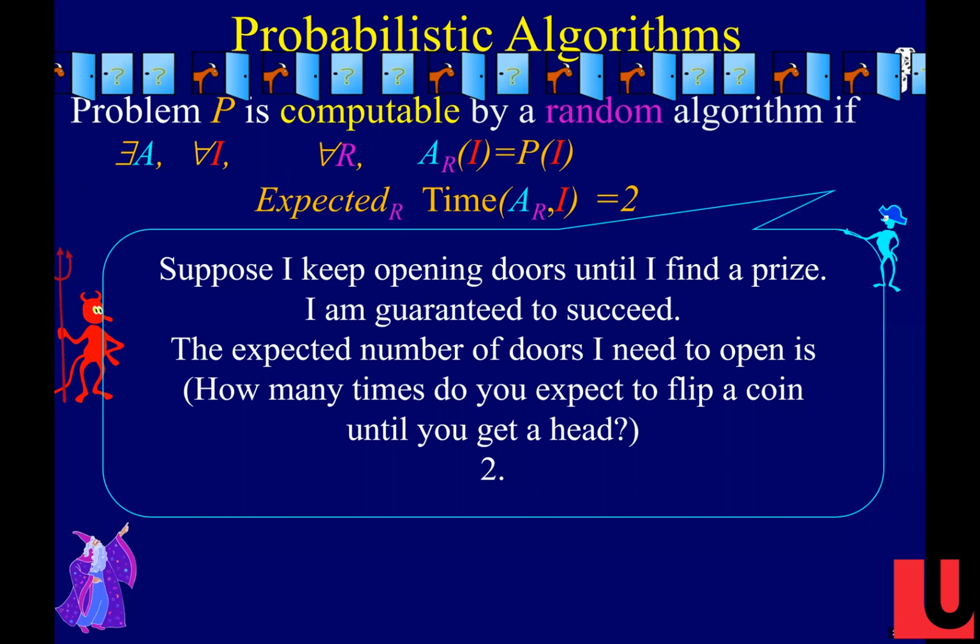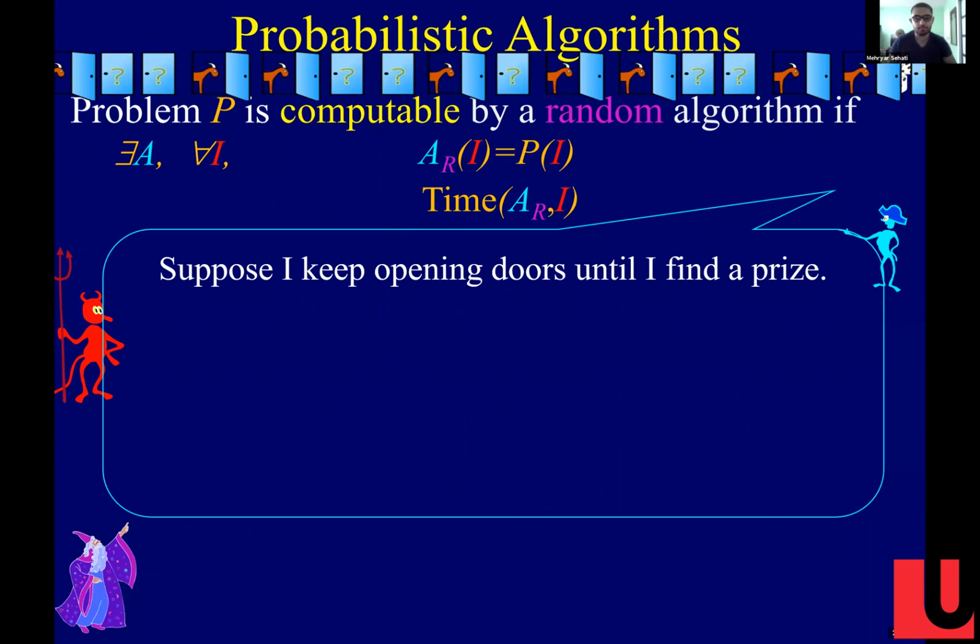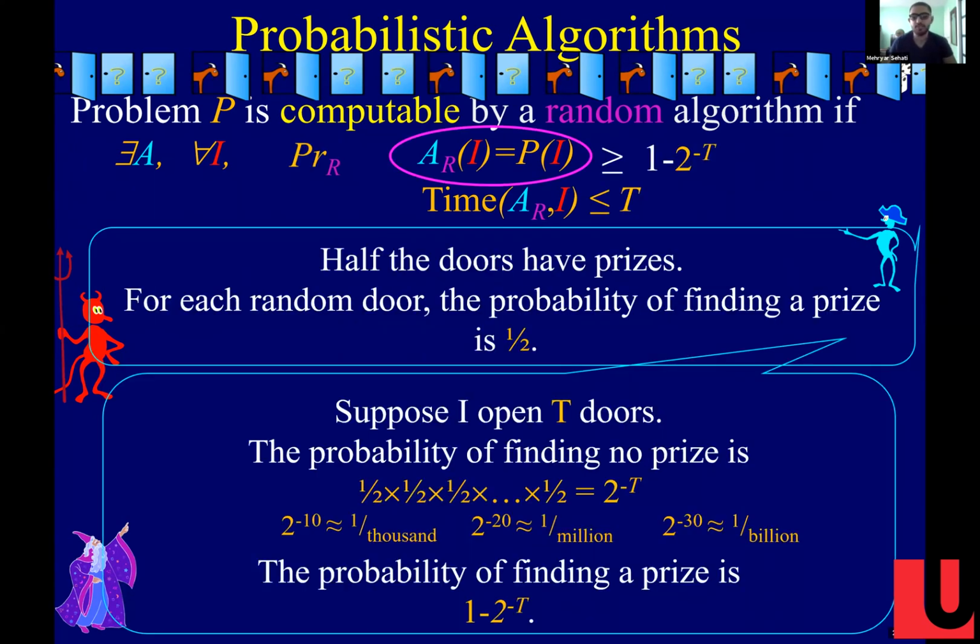Hey, Jeff, I have a question. Go back. Let's say it wasn't a coin. Let's say it was a dice. How would it change? Would it still be 1 minus 2? It wouldn't be 1 minus 2 to the power of negative T, would it?